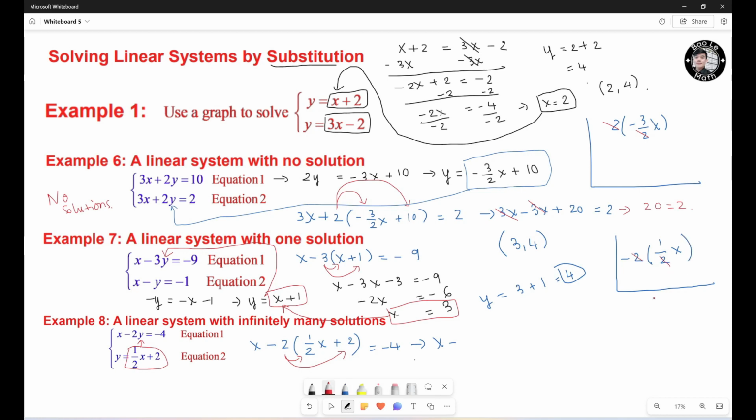So 2 and 2 right here cancel out. The negative sign right here, you distribute, so it's going to be negative x. Negative 2 times 2 should be negative 4, equals negative 4. Now you see that x and negative x cancel out. Negative 4 equals negative 4, right? Which is true. If this is true, the system of linear equations has infinitely many solutions, and it's a good time to stop.